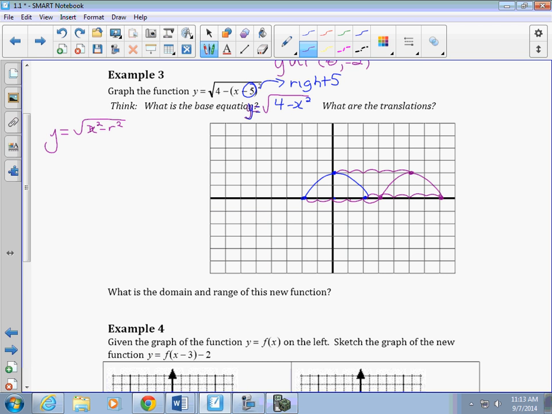Domain and range for this? Well, I don't go any lower than 0 on my y, and I don't go any higher than 5. So my range, sorry, I did these backwards. And my domain, I've gone between 3 and 7.